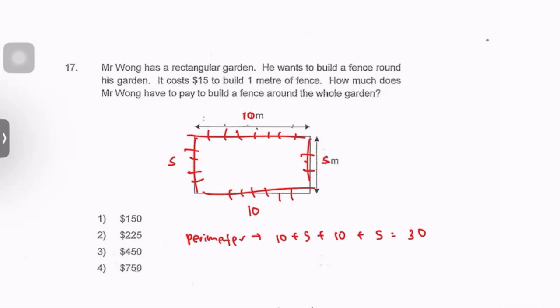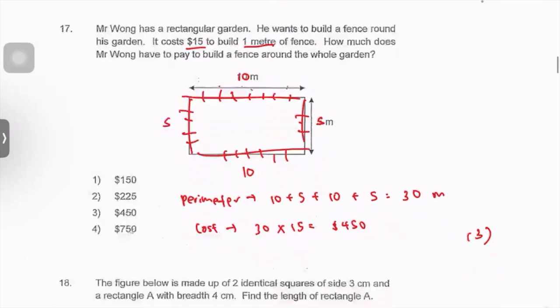So how much will it cost him? Since 1 meter is $15 and you need 30 meters of it, so you need 30 times $15. And that should give you 450. Answer is option 3. Next.